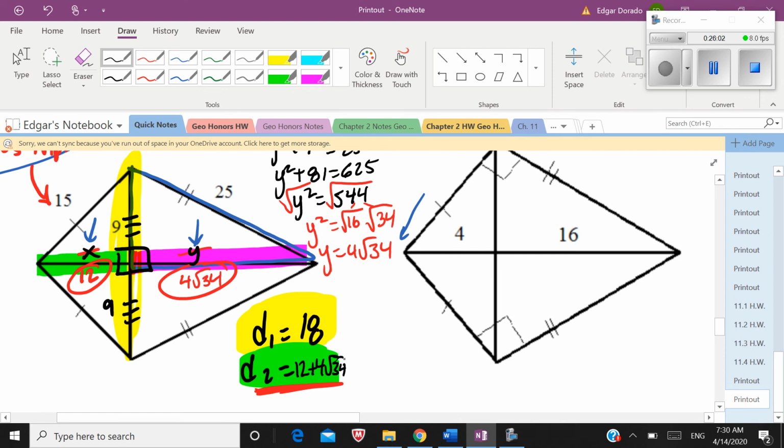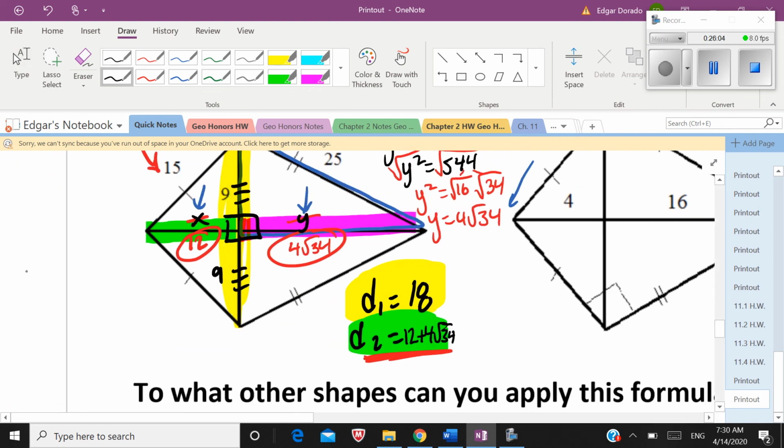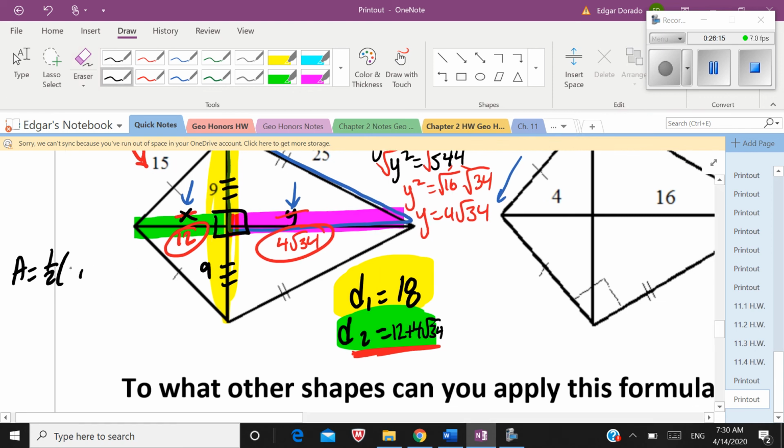So let's calculate the area, guys. Here we go. Area is 1/2 diagonal number 1 times diagonal number 2. So let's put values in here. Diagonal number 1 was 18. Diagonal number 2 is 12 plus 4 root 34. Okay, well, let's do this portion first.